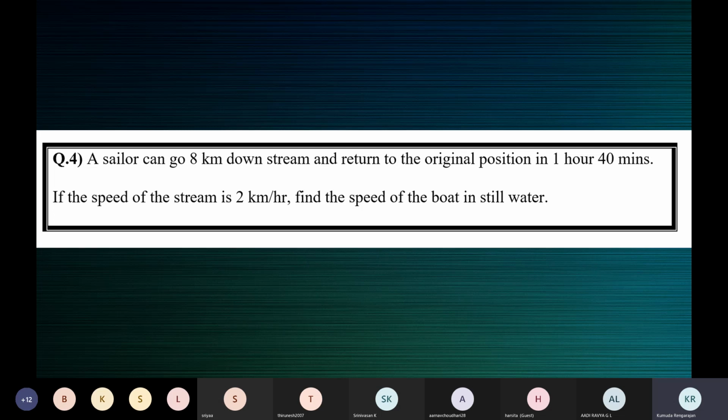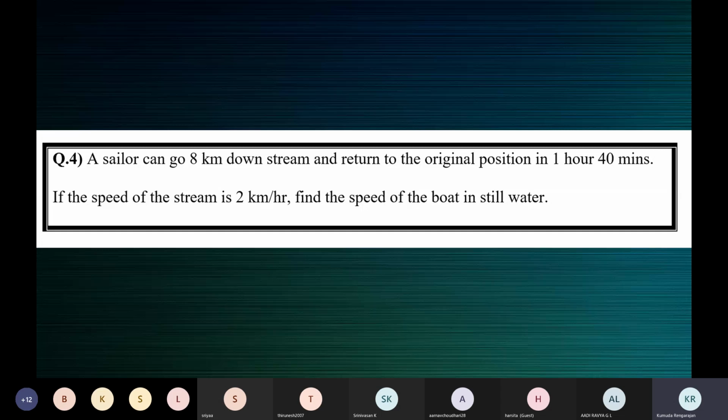So he has to cover the same 8 kilometers. So the distance downstream is 8 kilometers, and he returns to the original position, so the distance upstream is also 8 kilometers. And the total time taken is 1 hour 40 minutes.